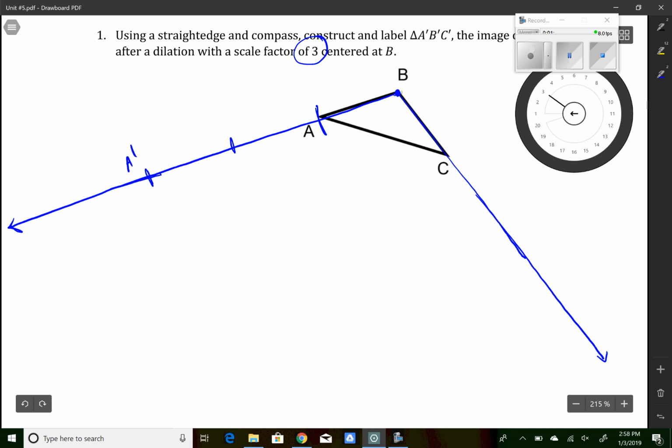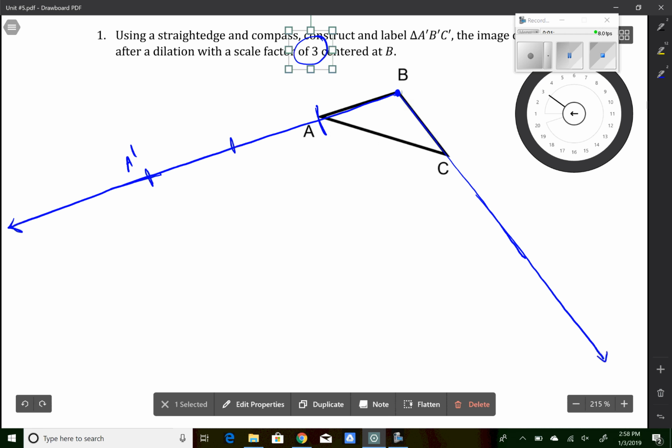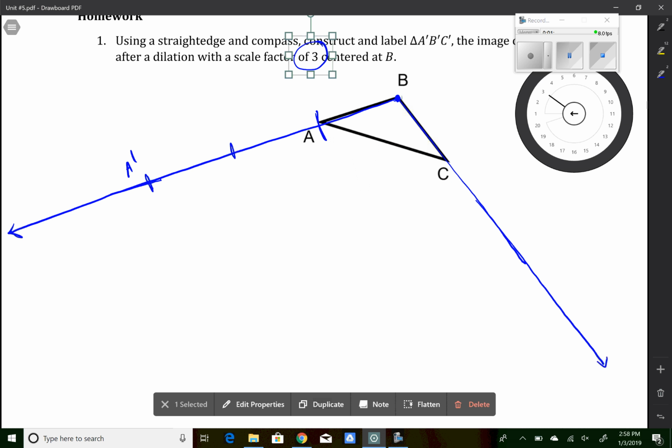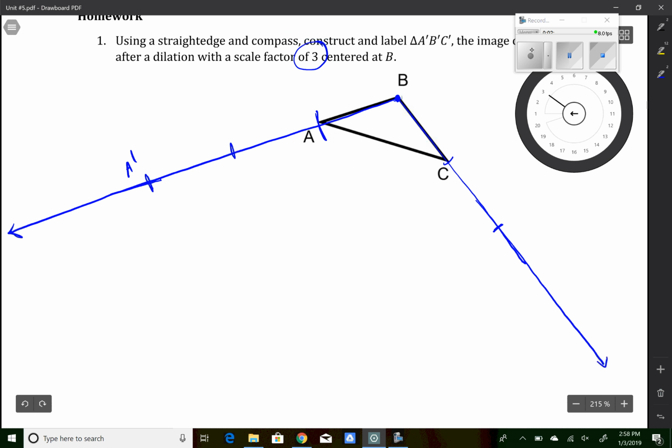We're going to do the same thing for BC. So we got to do our measuring first. It's a little bit smaller than the one for AB. Start by making a mark. We'll then make a second mark, and then make a third mark. And then make that point C prime.